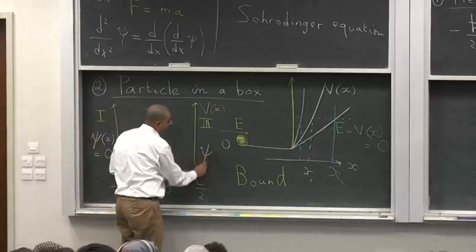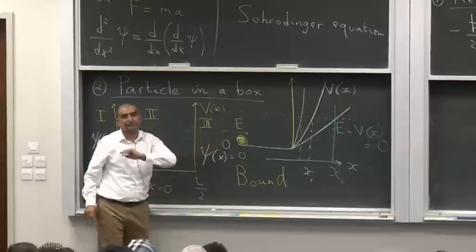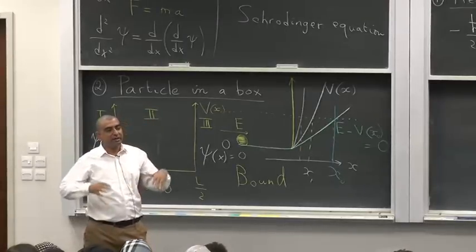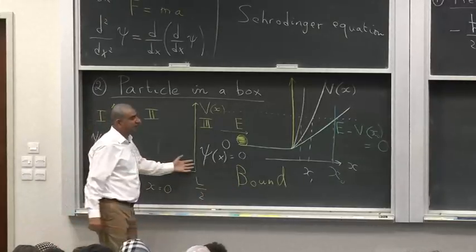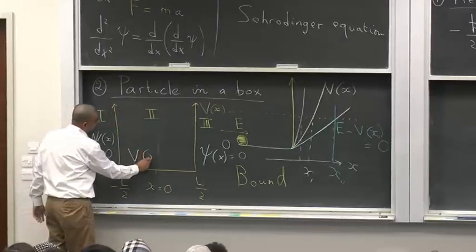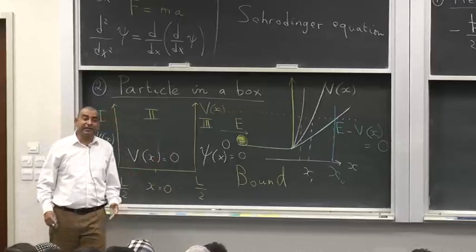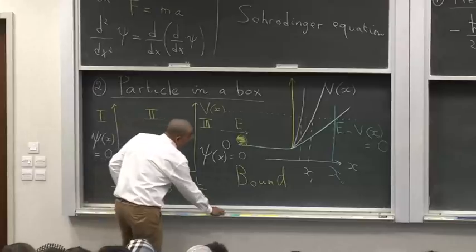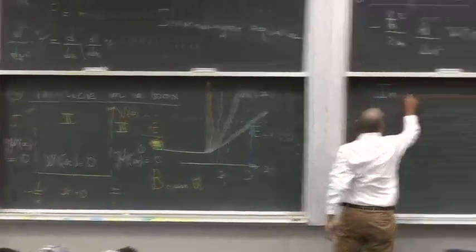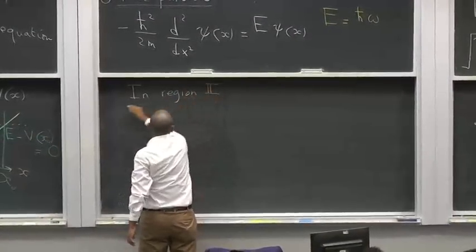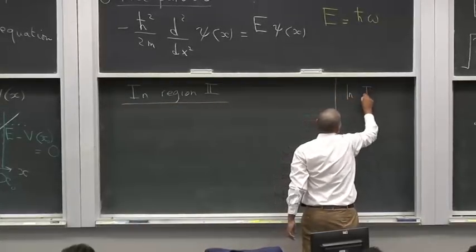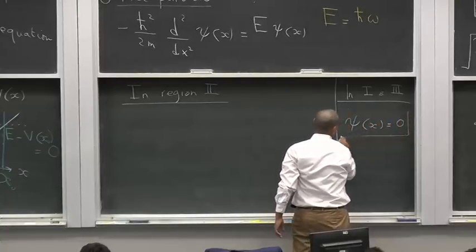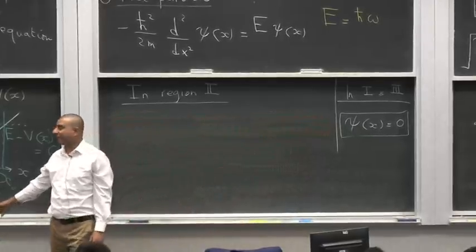Likewise, the wave function is zero in this region. So we don't actually need to solve the Schrödinger equation. We can just use our physical insight to find out what the wave function is going to be in the forbidden region. Now the question is, what's the wave function inside? What's the potential energy inside? Zero. So we have already found the solution when the potential energy is zero. In regions 1 and 3, I already know that the wave function is 0, so I don't need to care about this. Now I need to know what the wave function is inside the well.